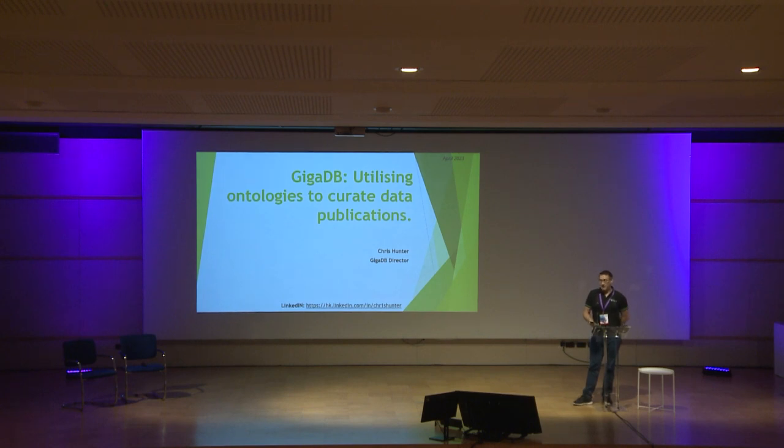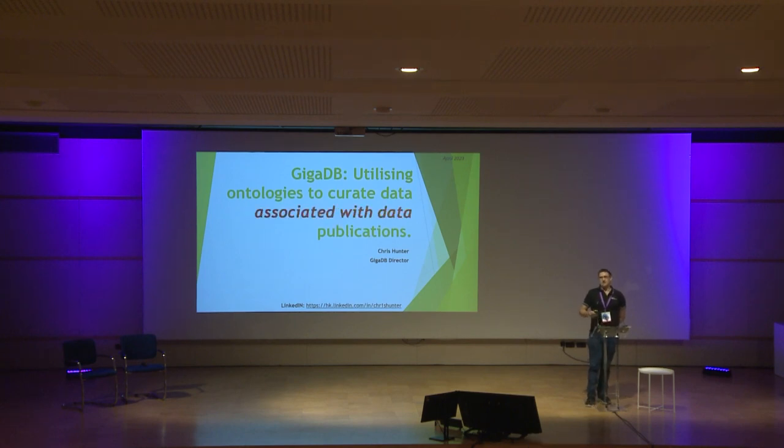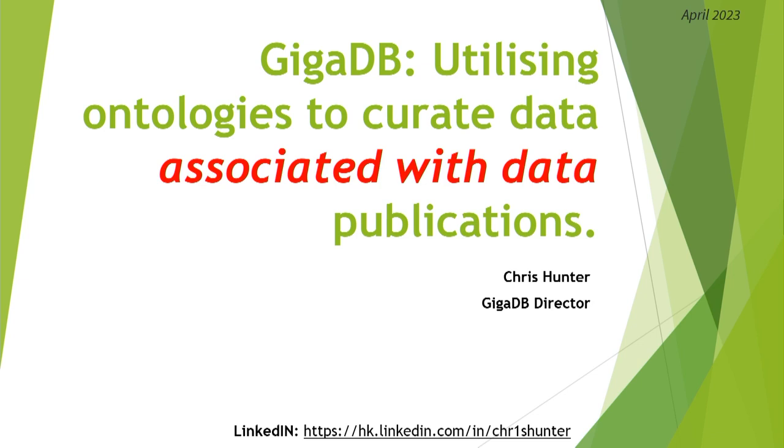The first thing I need to do here is just a small apology, because as I was preparing my slides, I realized the title of my talk was slightly misleading. So utilising ontologies to curate data publications should really be curate data associated with data publications, because we don't curate the publication itself. That's the author's responsibility to their paper, so we just curate the data that goes with the papers.